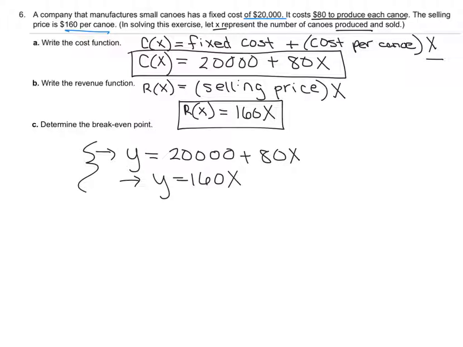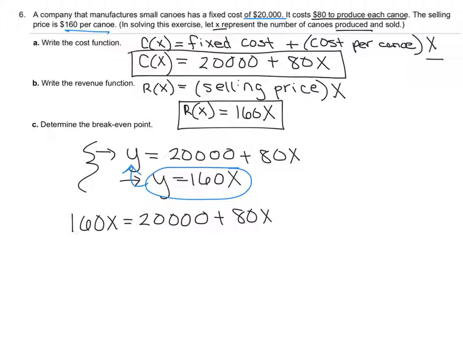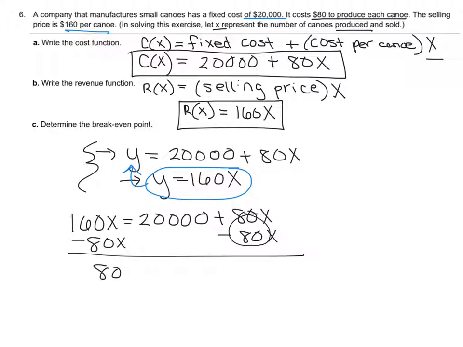So I'll take y equals 160 times x and plug it in for y in the first equation. Now we need to solve for x. So I'll subtract 80x on both sides. And I'm left with 80x equals 20,000. Next, we'll divide both sides by 80, and we get x equals 250.